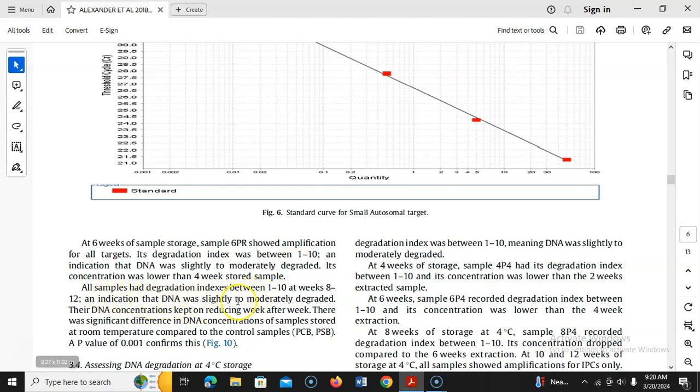All samples had degradation indices between 1 to 10 at weeks 8 to 12, an indication that DNA was slightly to moderately degraded. Their DNA concentration kept on reducing week after week. There was significant difference in DNA concentrations of samples stored at room temperature compared to the control samples.